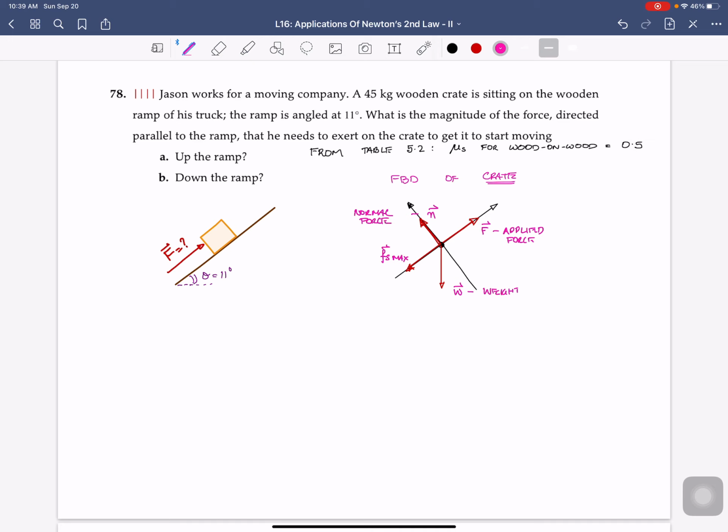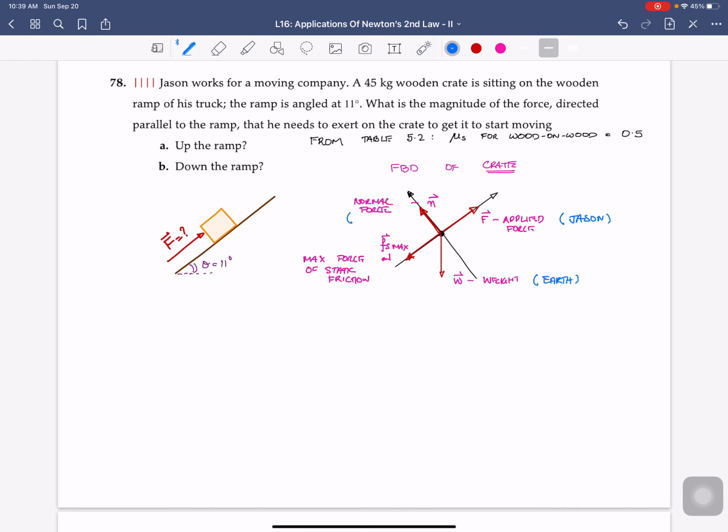Let's remind ourselves what these are. The maximum force of static friction. And like I said, I always like to write which body is responsible for each of these. That's the Earth. That's Jason. The normal force is, of course, from the ramp, and this force of static friction is also exerted by the ramp. Okay, so that's the sketch that we have.